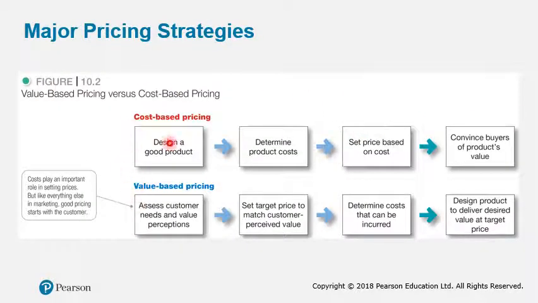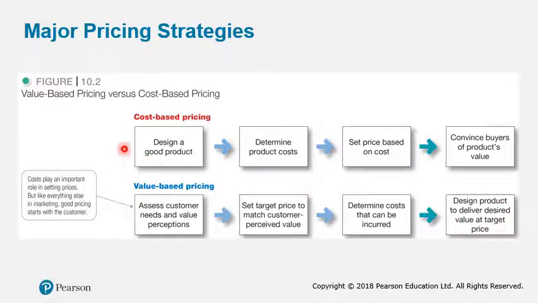So you can see the comparison here between cost-based pricing and value-based pricing. In cost-based pricing, you design a good product and then you determine the product cost, set a price based on its cost, and convince buyers to buy the product. And then in value-based pricing, on the other hand, you assess the customer's needs and value perceptions, and then you set the target price to match the customer perceived value, determine the cost that will be incurred when you produce it, and then you design the product to deliver the desired value at the target price.